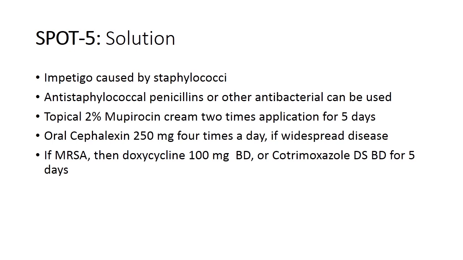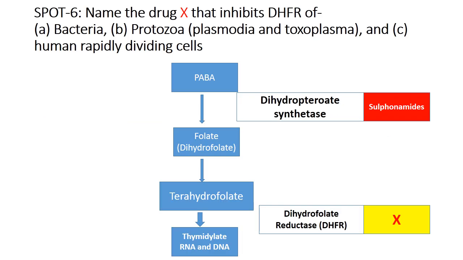Usually, for a smaller lesion, 2% mupirocin cream is given, applied twice daily for 5 days. Oral cephalexin 250 mg 4 times a day if disease is widespread, and if there is methicillin resistant Staphylococcus aureus, then doxycycline 100 mg BD or cotrimoxazole double strength tablet to be given twice daily for 5 days. Spot 6 is: name the drug X that inhibits dihydrofolate reductase in bacteria.